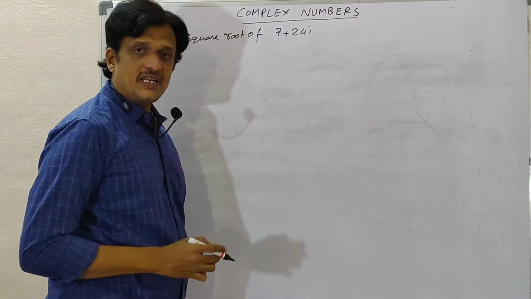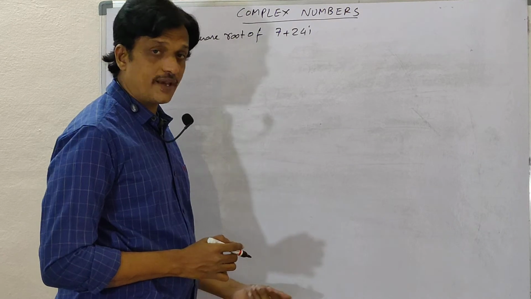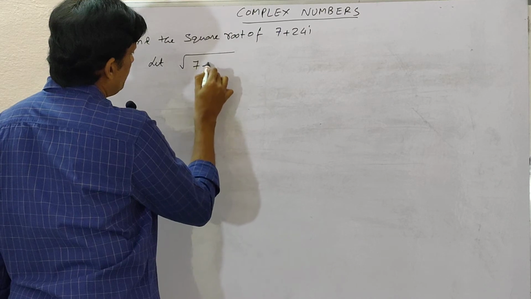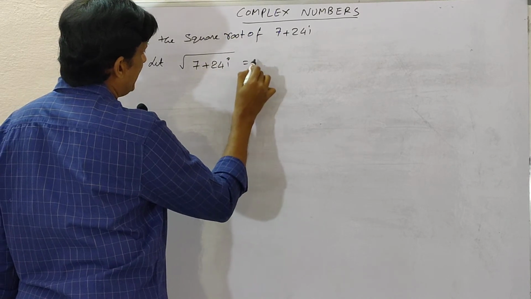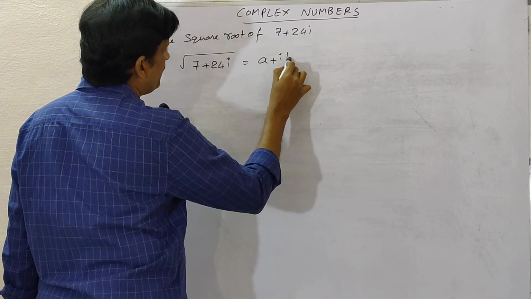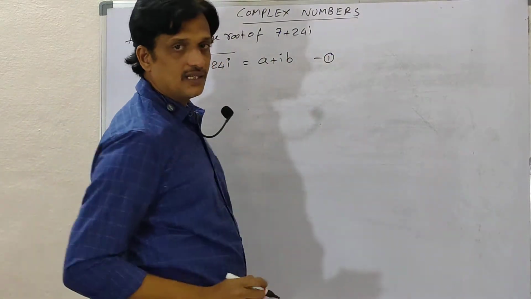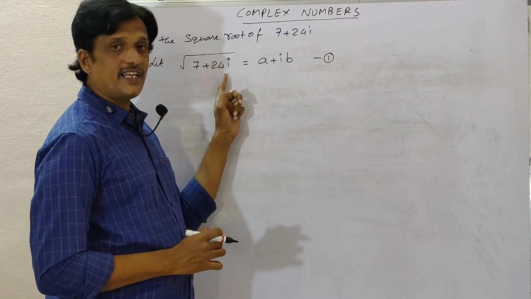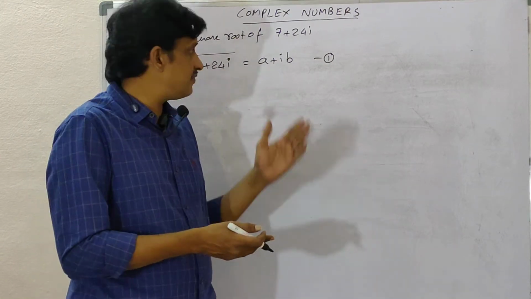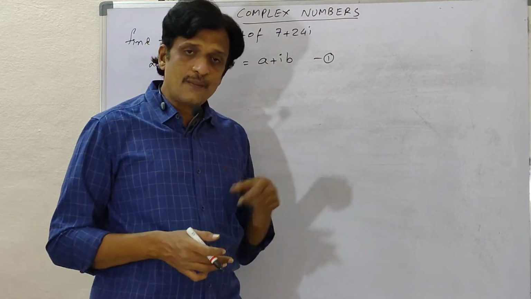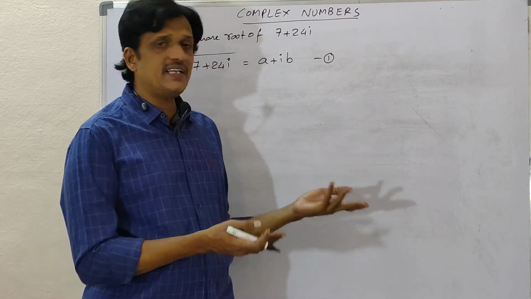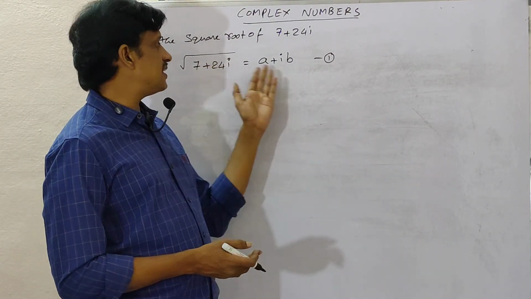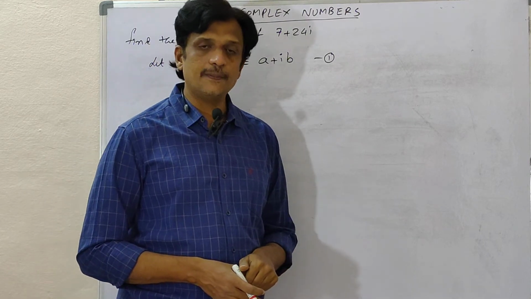Here the given complex number is 7 plus 24i. We need to find its square root. So let the square root of the given complex number 7 plus 24i be equal to a plus ib, and this is equation number 1. Just observe one thing. Its square root is also a complex number which is of the form a plus ib. For example, if it is a perfect square, then you will get the imaginary part b as 0, no problem. So you can assume that the square root of the given complex number is of the form a plus ib.